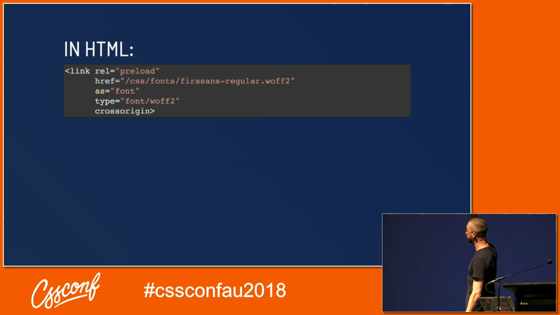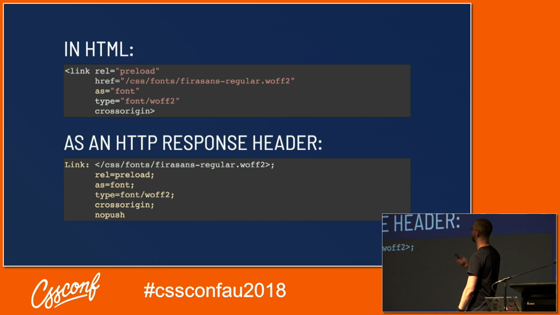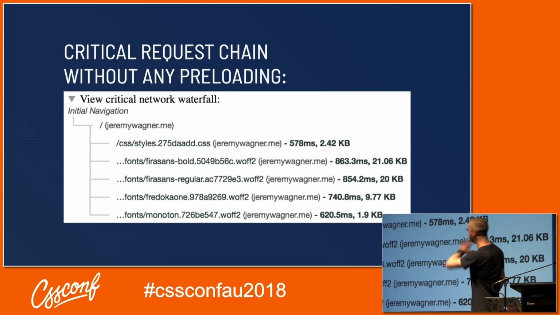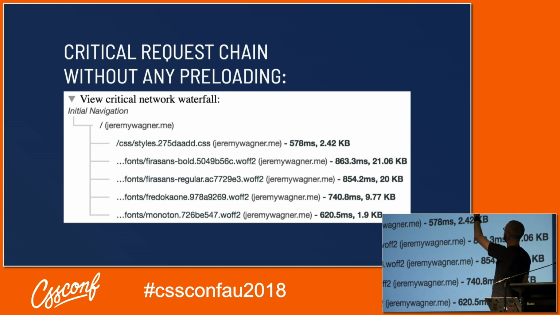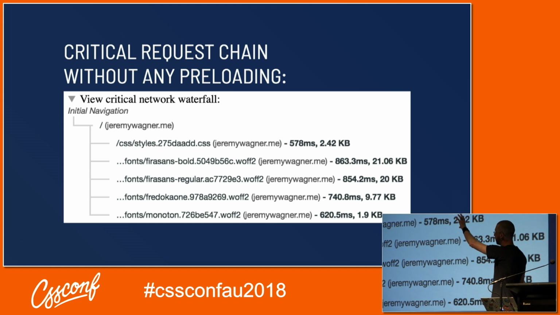So same thing in HTML, a link tag, but there are a couple of extra things. We have an as attribute, right? And that is the nature of the content, which is any list of keywords that you can find in the preload spec. For fonts, it's font. For scripts, it's script. For styles, it's style. And you can use it as an HTTP response header. And you'll see that little no push thing over there, which I'm going to talk about a little bit later, and some caveats.